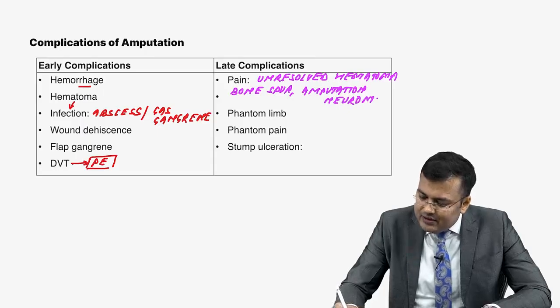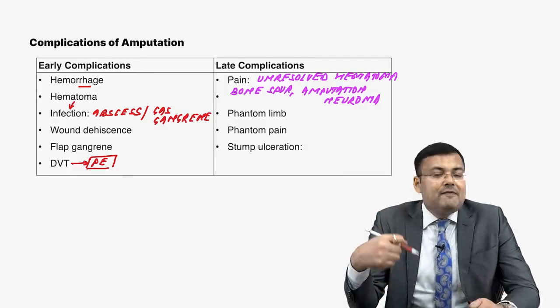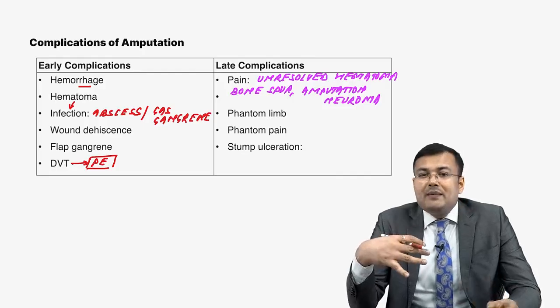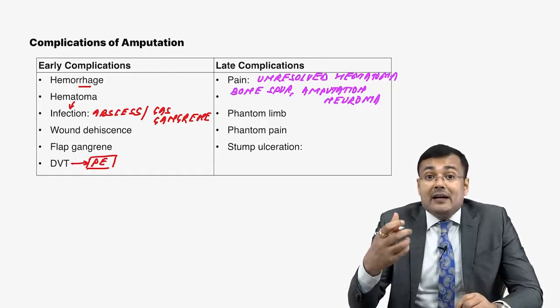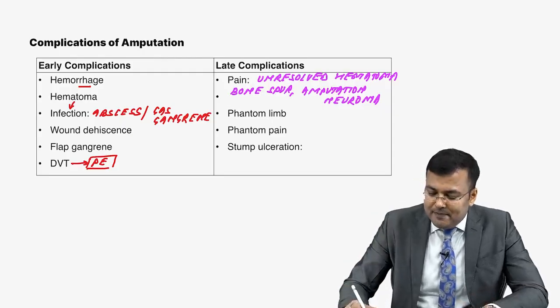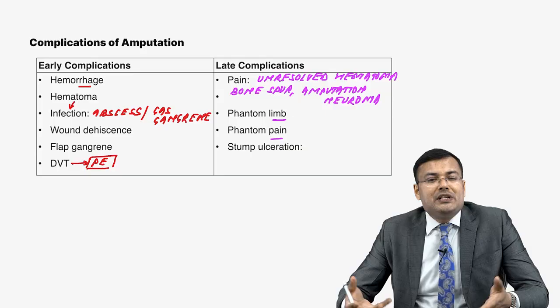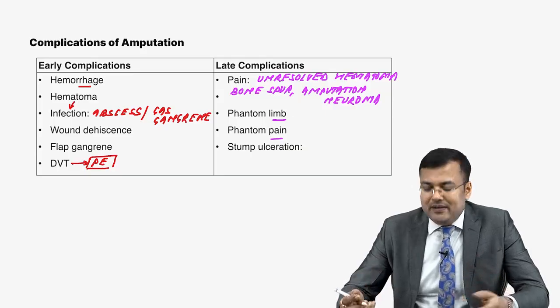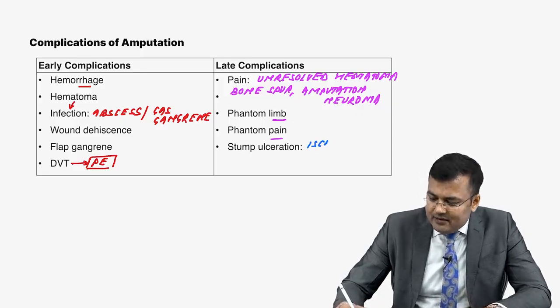There is one more late complication, that is phantom limb. What is phantom limb? The patient still can feel the amputated limb. And if the patient feels pain in that amputated limb, that is phantom pain. There can be stump ulceration, and the cause is ischemia. So these are the early and late complications of amputation.